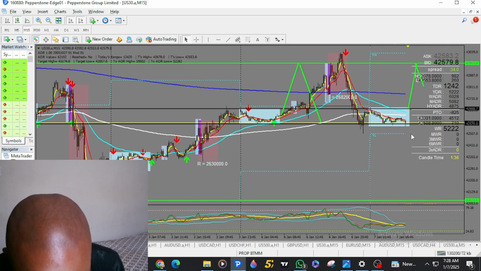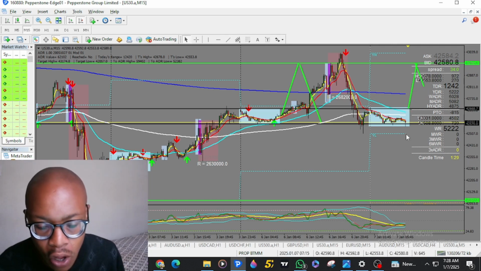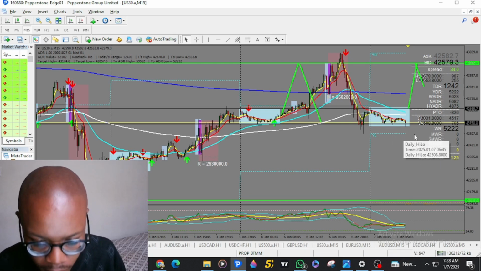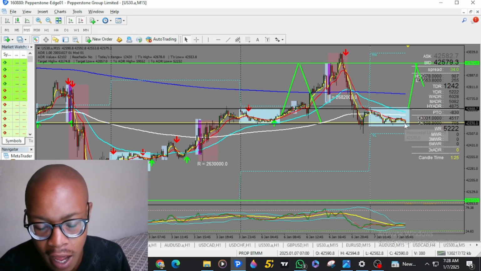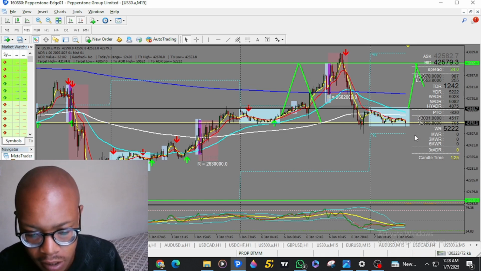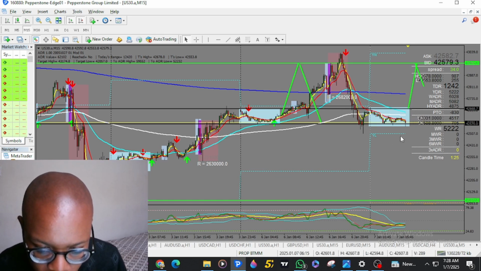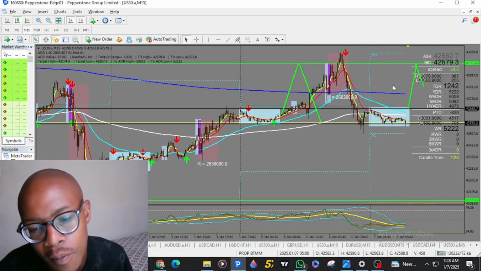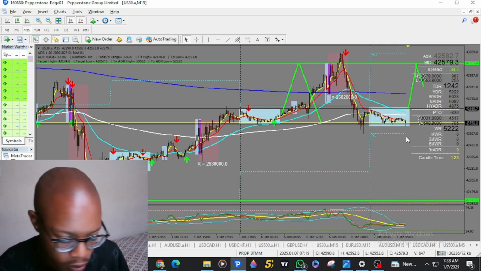Another thing I'll be open to taking is a continuation short here. Maybe it'll be sort of like an ID 50-50 bounce trade, but it definitely looks like we could get a short trade from here, a continuation. So I'll just keep monitoring price. I'll have a price alert here and here as well, just to see what happens.